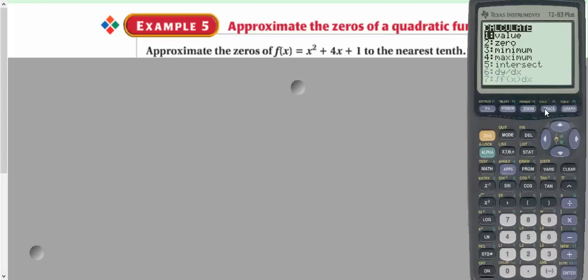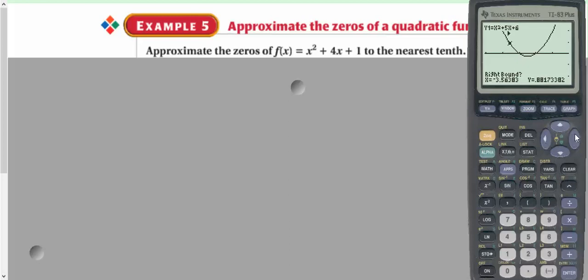You're going to do second calculate, and then we're going to go down to the zeros option, number 2 here. It's going to ask for a left bound and a right bound. So this point right here is the root, and it's going to be -3, but pretend we don't know that. This side here is your left bound. We're just going to select any point over here. It doesn't matter. Just press enter.